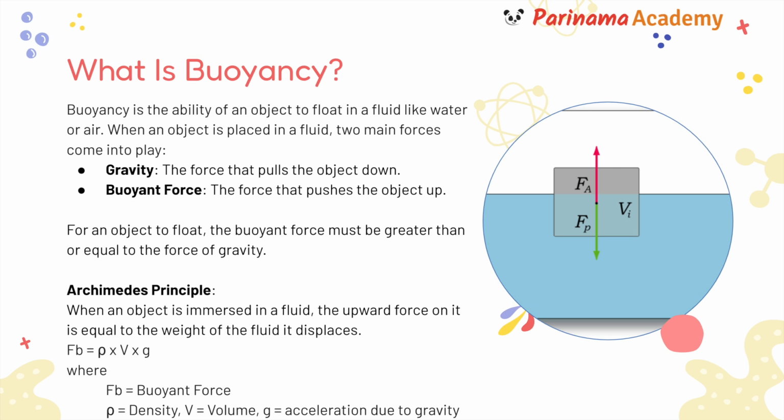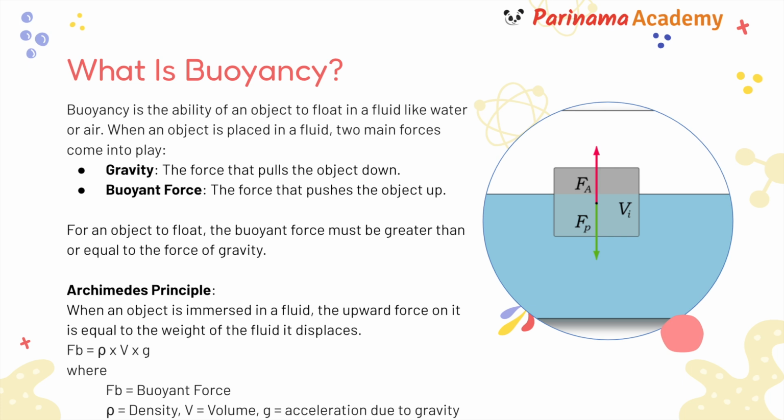Buoyancy is the ability of an object to float in a fluid like water or air. When an object is placed in a fluid, two main forces come into play. Gravity is the force that pulls the object down, and buoyant force is the force that pushes the object up. For an object to float, the buoyant force must be greater than or equal to the force of gravity.